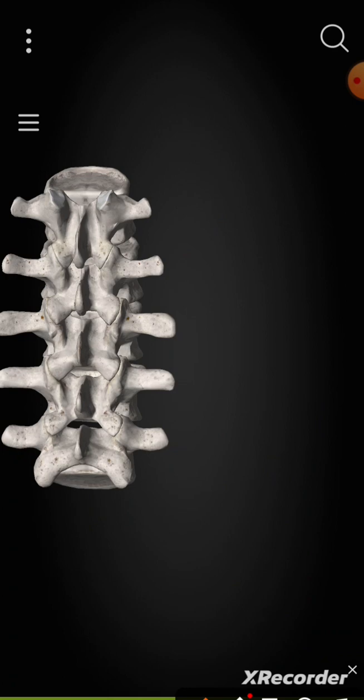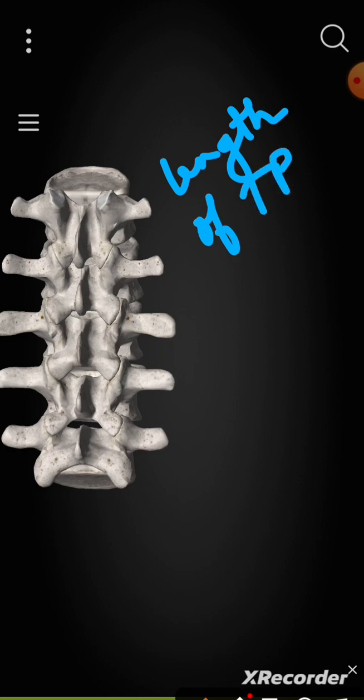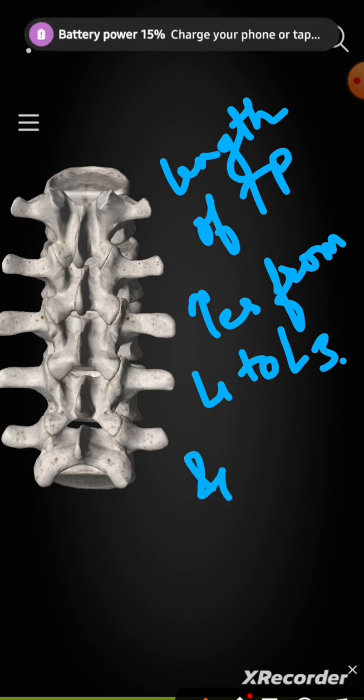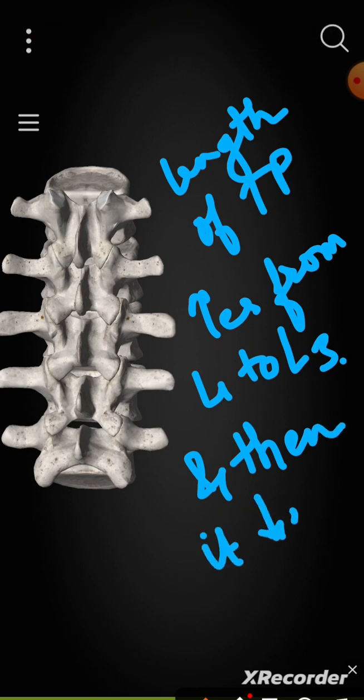Now the length of the transverse process increases from L1 to L3, and then it decreases.